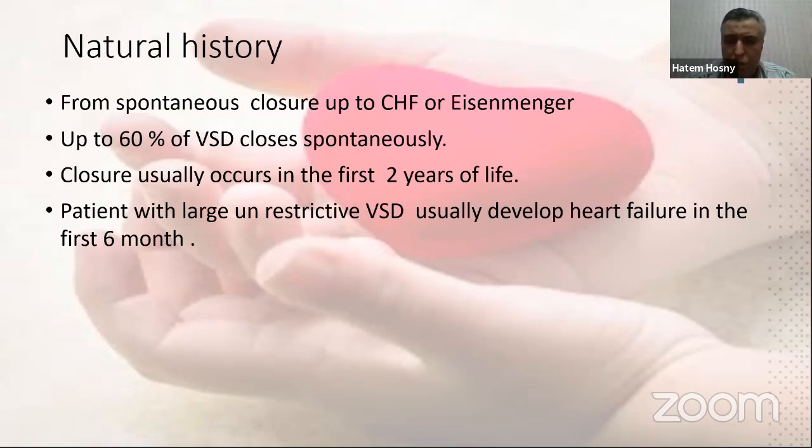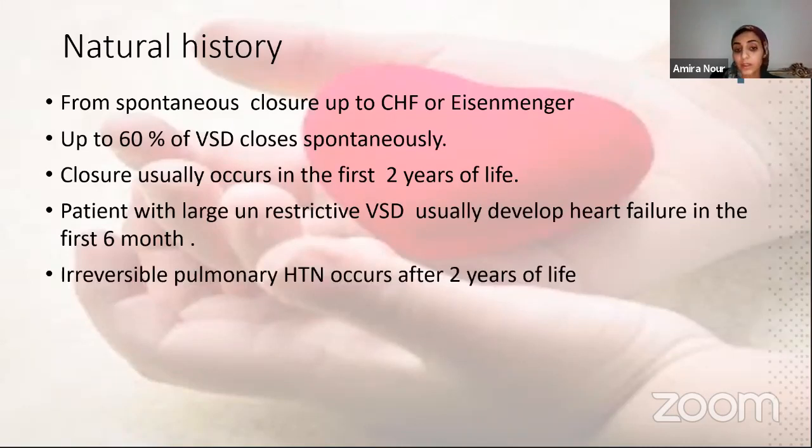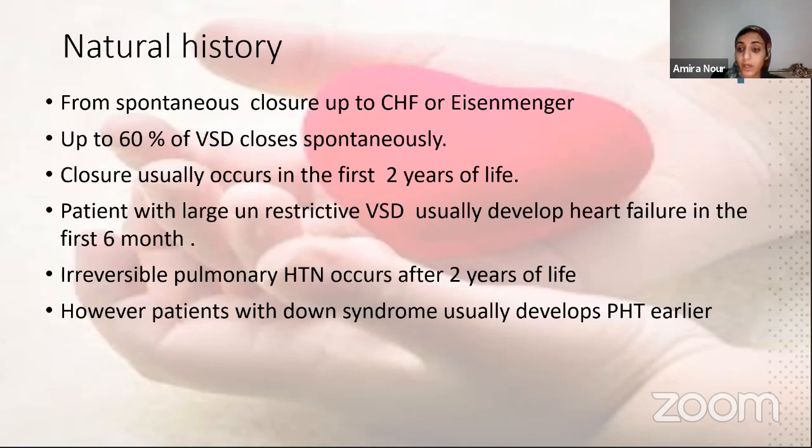And Amira, when would a patient develop Eisenmenger syndrome if he has a big VSD? Actually, according to most of the data, if those patients have a large non-restrictive VSD and they pass the first 6 months with no mortality, mostly they will develop pulmonary hypertension after 2 to 3 years. But we should be more alert or concerned about those patients with Down syndrome, because they develop pulmonary hypertension earlier than those with a large non-restrictive VSD.